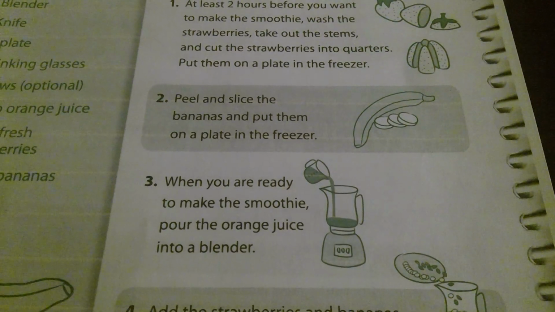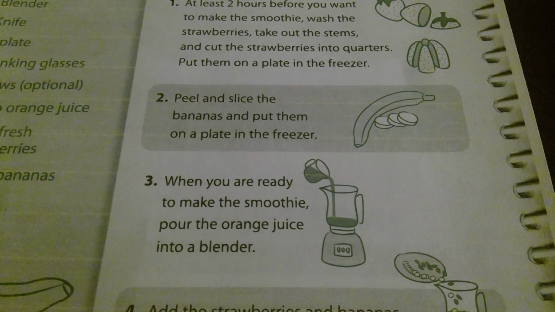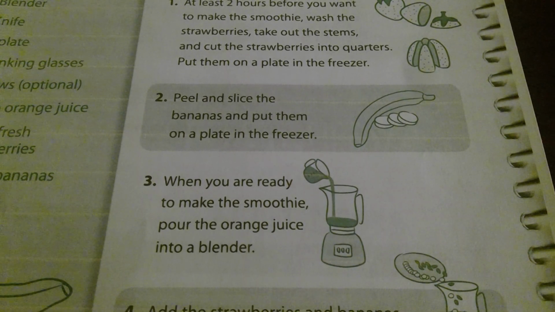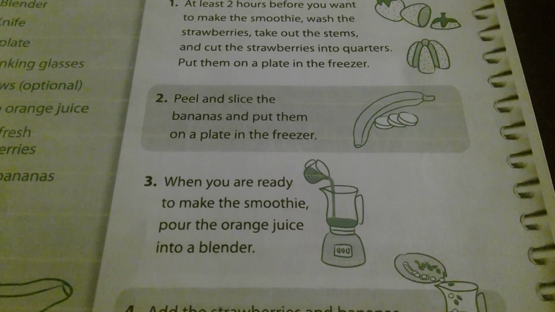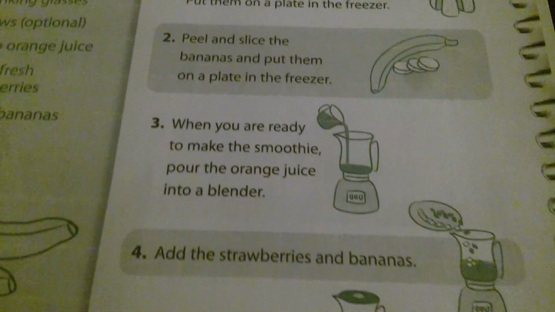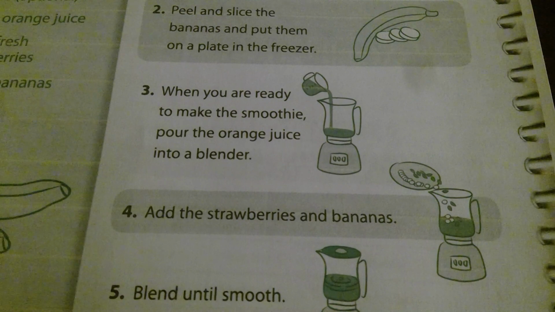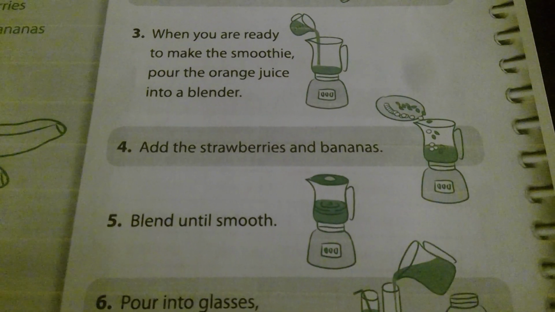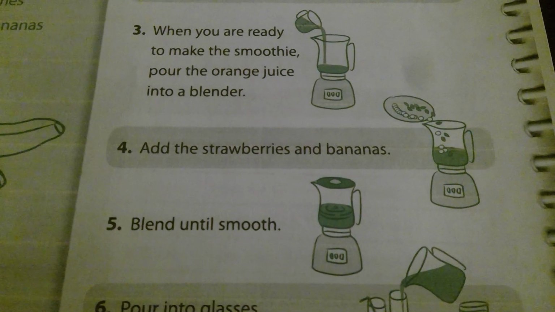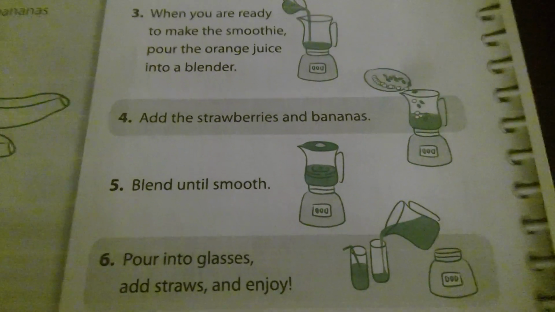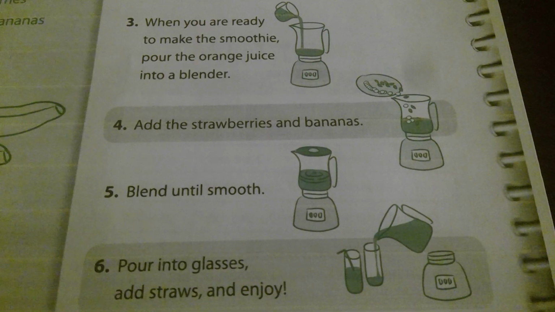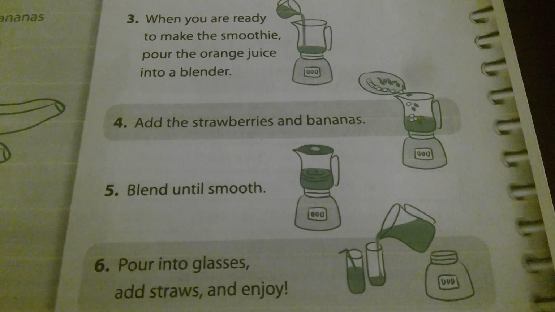Third direction says when you are ready to make the smoothie, pour the orange juice into a blender. The third step is what I meant to say. Then the fourth one is to add the strawberries and the banana. Fifth step is to blend until it's smooth. And the sixth step is to pour into a glass and add a straw and enjoy.